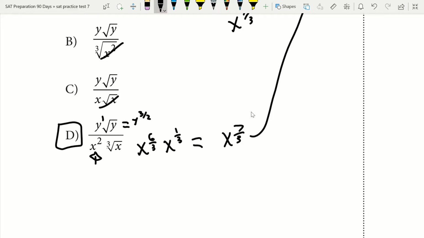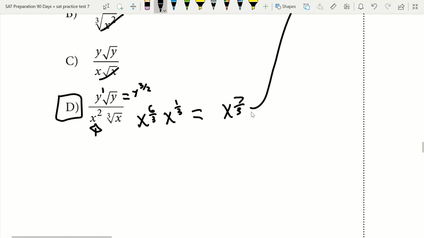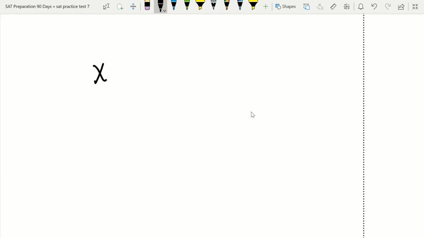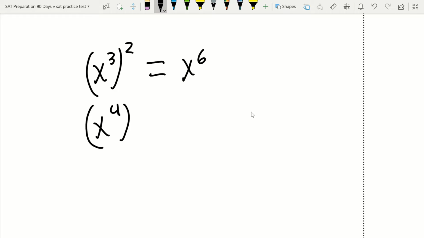Now one thing I want to add here is that if you were to have something with the same base, let's say we had x to the 3rd power, and we're not multiplying here, we're actually raising to a power. Let's say we're raising that to the 2nd power. You're just going to multiply those two. So then you would end up with x to the 6. Let's say we had x to the 4th power, and let's say we raised it to the 3rd power. Then you're going to end up with x to the 12th.